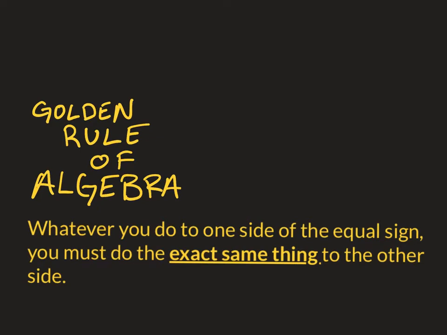Next, we had the golden rule of algebra. This is just a reminder of what that definition was. Whatever you do to one side of the equal sign, you must do the exact same thing to the other. This is where the mathematical isolation stuff comes in.